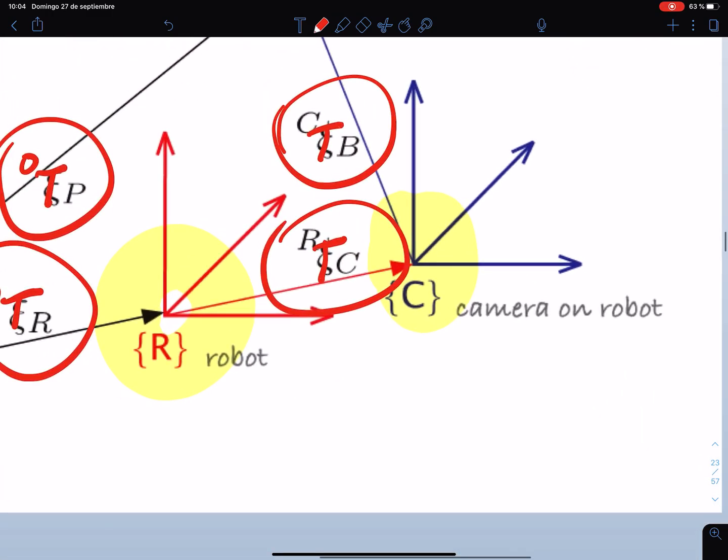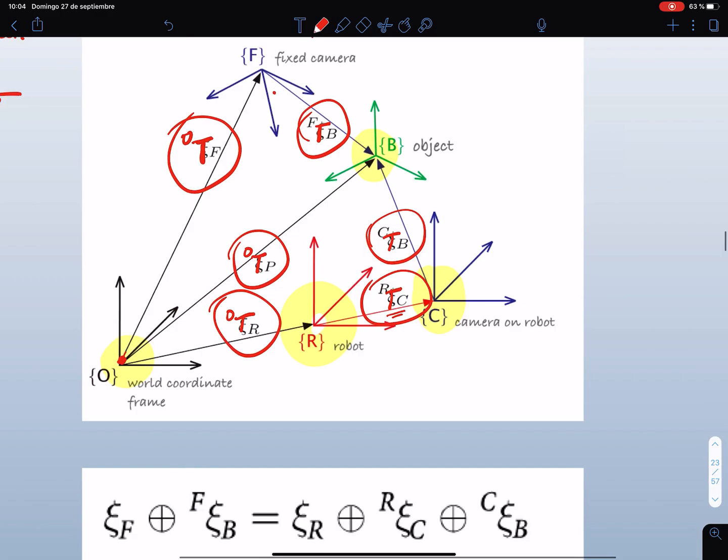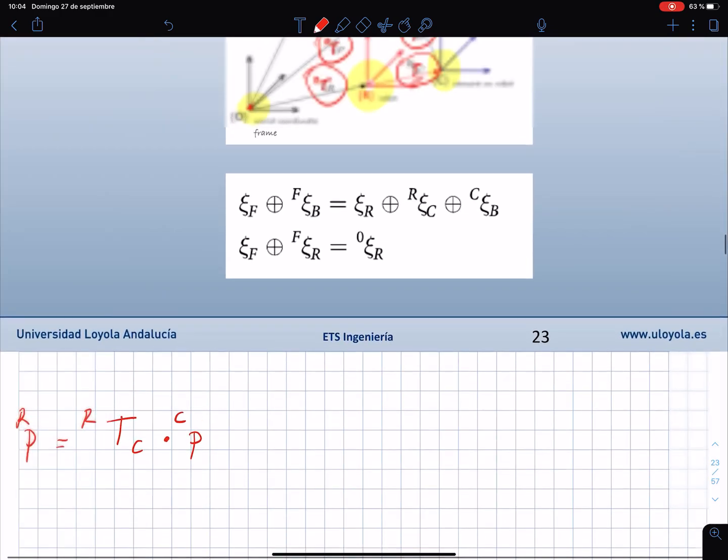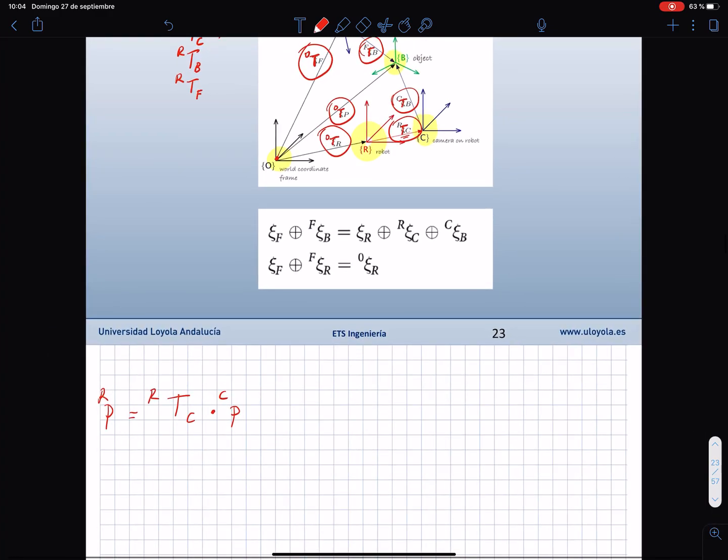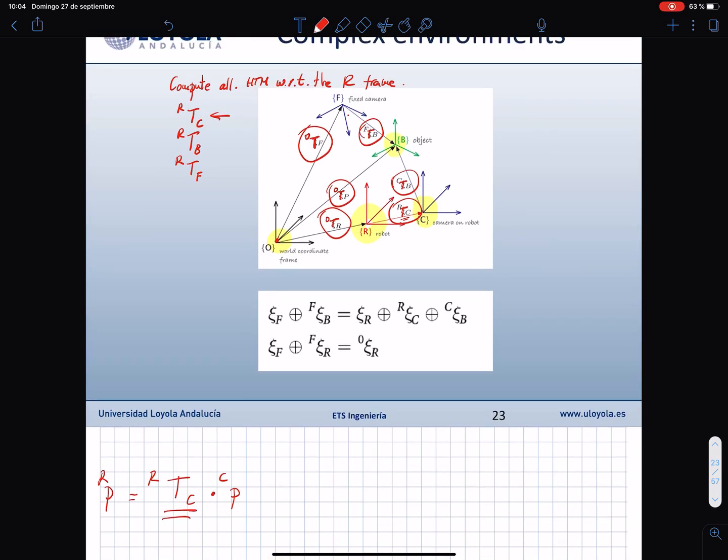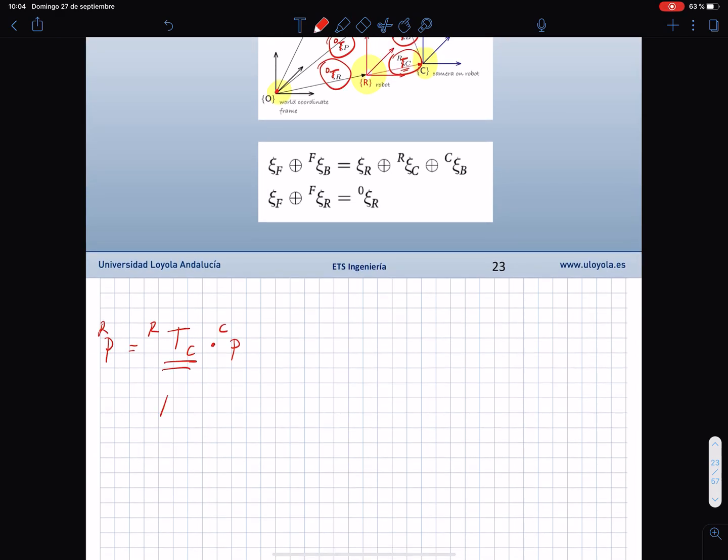We actually have this matrix. So as this is given data, TCR does not need any computation. Let's go to the following. How do we obtain TBR? Well, TBR, that is the matrix that we transform from B to R, is a matrix that is not given here.